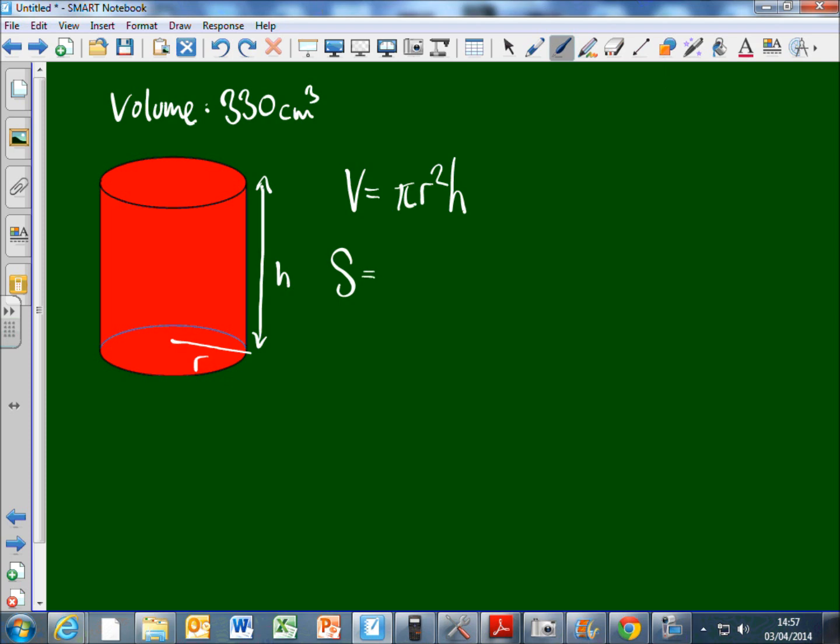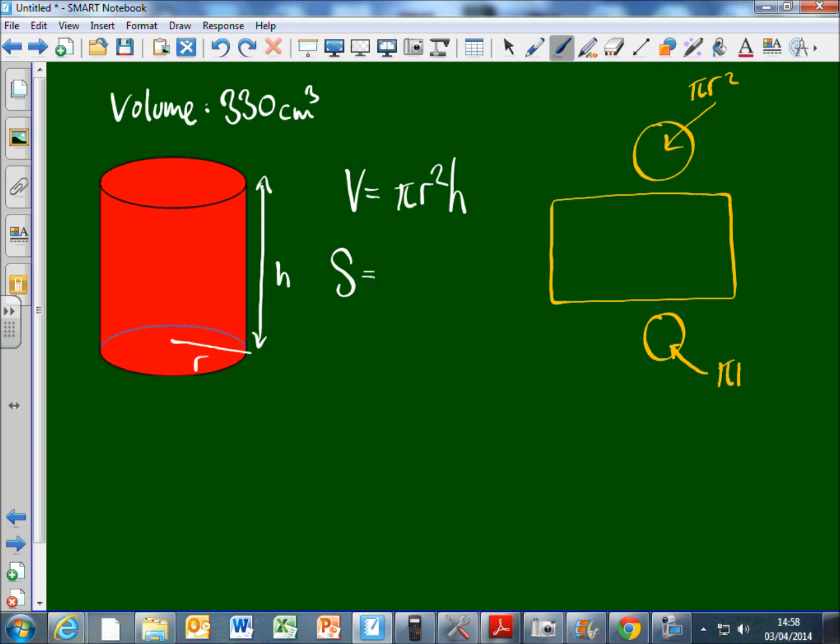Surface area is the flat areas of all the bits that make it. So what sort of shapes make this cylinder? Well, there's a circle on the top. There's a circle on the bottom. And what's the shape that goes around the middle? It's going to be a rectangle. Okay? It's like the baked bean sort of label. Okay. So what's the area of the top bit? Pi r squared. What's the area of the bottom bit? Pi r squared.